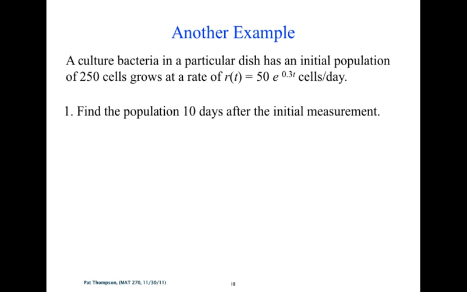Okay, a culture of bacteria in a particular dish has an initial population of 255 cells and grows at a rate of 50 e to the 0.3 cells per day. Our goal is to find the population 10 days after the initial measurement. We have a rate function, and we need to get something to do with the population. So what can we do to make progress towards getting this quantity of population, given this rate function?